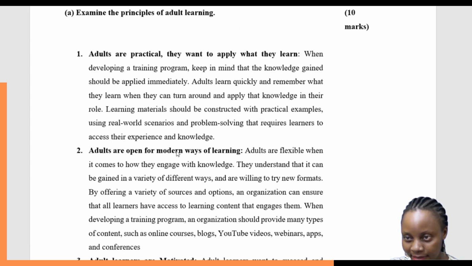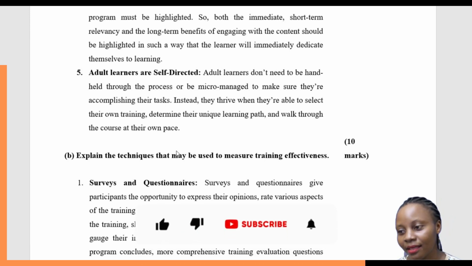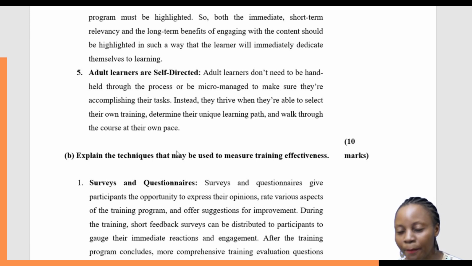Then 2B: explain the techniques that may be used to measure training effectiveness within an organization. What are some of the techniques you will use? Assume you are the boss, the manager, or maybe the human resource manager. Training has recently been done, whether it's off-the-job or on-the-job training, and you want to assess whether this training program has indeed impacted positively towards the training goals and objectives or not. What are some of the methods you will use to see whether the training that was done was indeed effective?